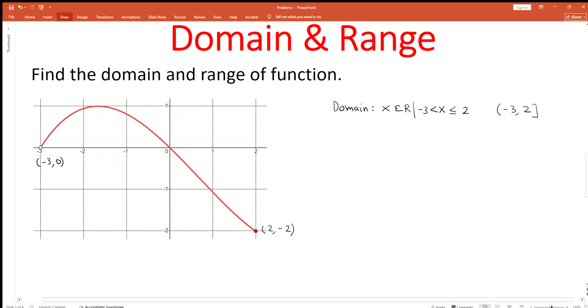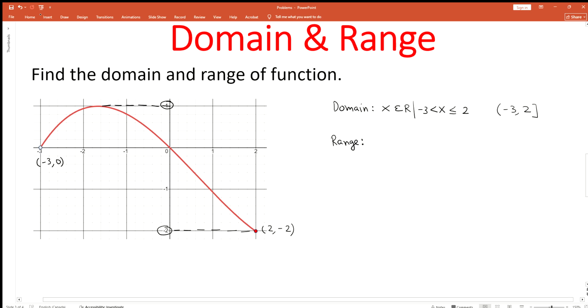Now we can write the range for this function. As you may know, range is set of all possible y values for a function. We can find the range of this graph by analyzing it along the y-axis. The lowest y value on the function is -2 because that's the lowest point on the graph along the y-axis. The greatest y value on the curve is 1 because that's the highest point on the given graph. So the range is from -2 to +1.